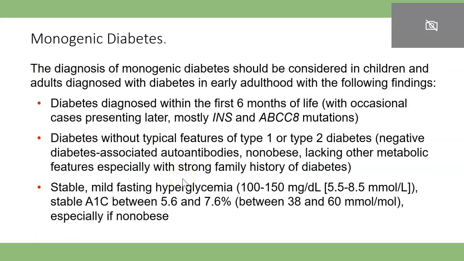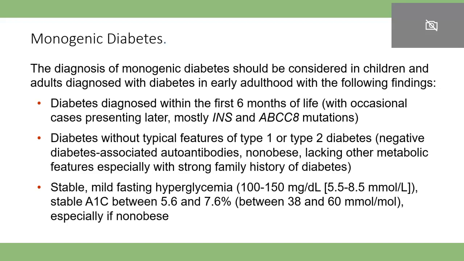Now, monogenic diabetes is a single allele, like a single gene abnormality, and it's diagnosed within the first 6 months of life. And so it's one of those that you really don't have type 1 or type 2. It's called monogenic diabetes. And they don't have typical features. So like your autoantibodies are negative, you're not obese, no other metabolic features, with a strong family history of diabetes.